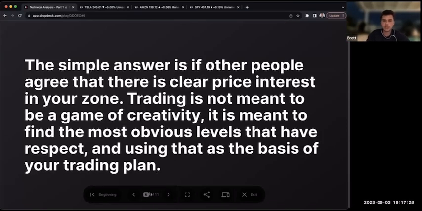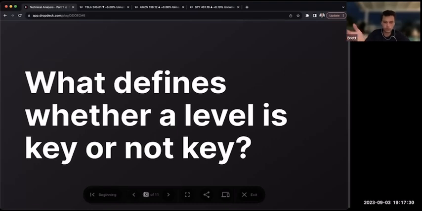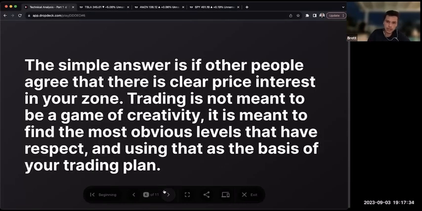So the simple answer for what defines whether a level is key or not is if other people agree that there is clear price interest in your zone, right? This is an important concept. Trading is not meant to be a game of creativity. You don't have to be smart at all. The whole goal of charting key levels and being a technical analyst is looking for areas that have the most obvious respect, the most obvious levels, because those are the levels that are most respected.